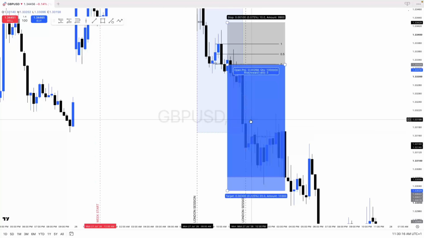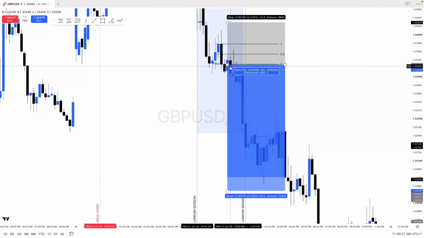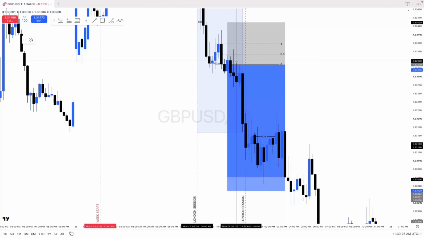Took it all the way down. But what actually happened is I entered here. I didn't actually enter on the 50%. The reason is that it came close to it, then rejected, came close to it again, rejected. So I was thinking, oh, it's going to do that again. It was 2 pips away and did not hit my limit, so I just manually entered.